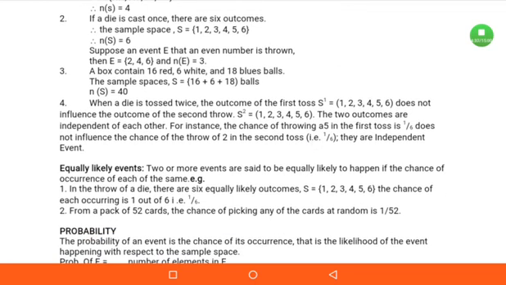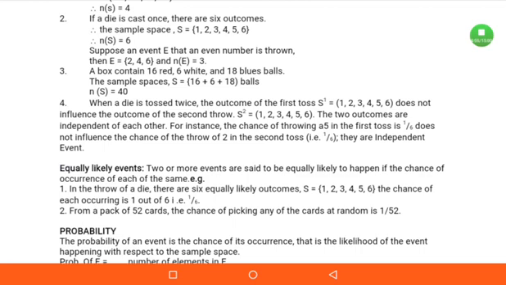Suppose an event E, that an even number is thrown. Now, if you are asked, what will be the number of events if a die is thrown, that is, if it shows an even number? Suppose that an event is that the die shows an even number.